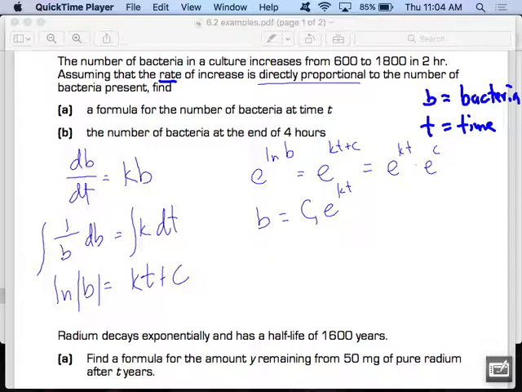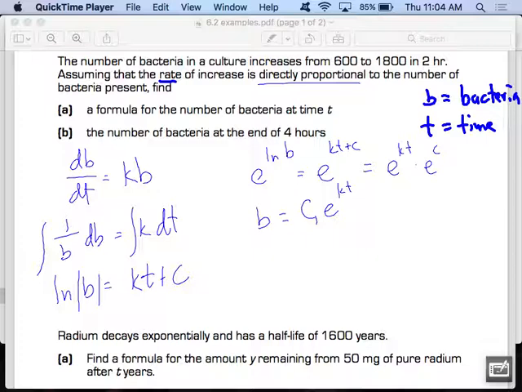Can you do that with K also? No, because it's attached to the t. Oh, yes. Does it matter if you do that? Will you still get the same answer if you don't change it to the e to the c as c? If you leave the kt plus c.